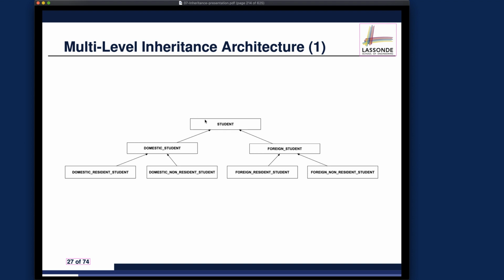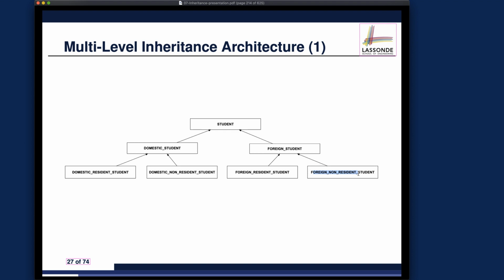In that case, for example, we can expand the student hierarchy so that under students, we have either domestic versus foreign. And under domestic, we can have either domestic resident students with some premium rates versus domestic non-resident students with some discount rate. And symmetrically, under foreign students, we can have either foreign residents versus foreign non-resident, and so on. So how deep you want your inheritance hierarchy tree to be is completely up to you, up to the need of your application.